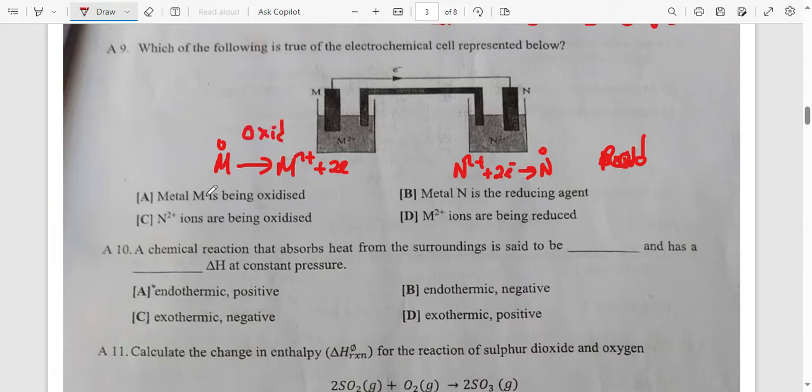So metal M is being oxidized. That is true. N2 ion is being oxidized? No. Metal N is being reduced? No. M2 plus ions are being reduced? No. So the answer is A. Hope that makes sense.